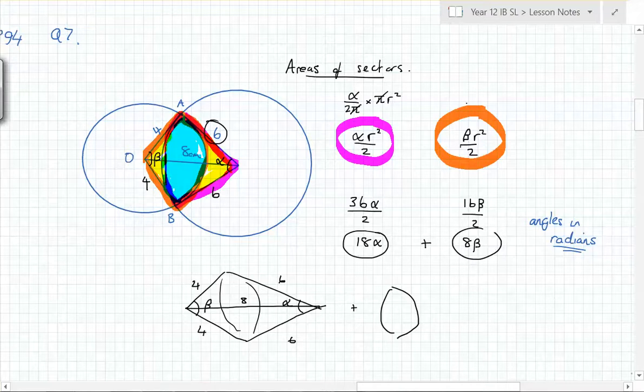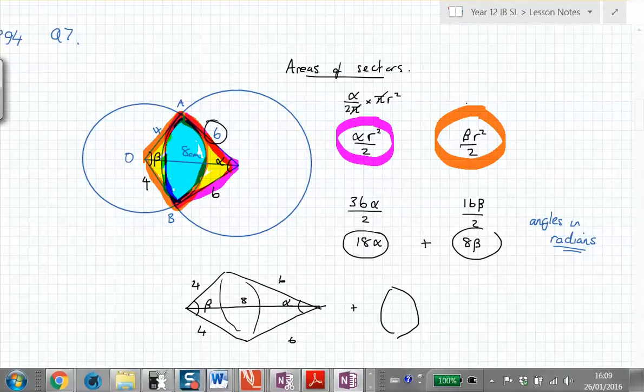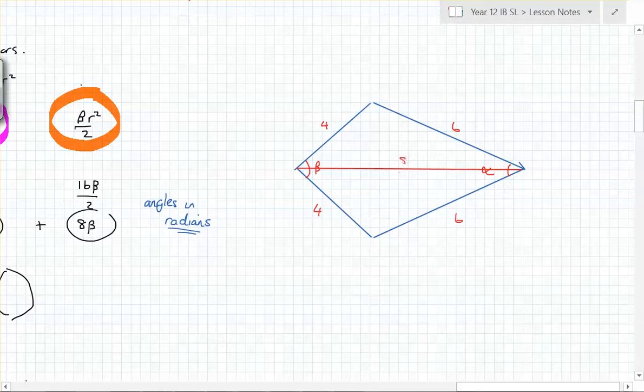Now what we've got to do is work out the area of the quadrilateral. So I'm just going to redraw that. I've got my quadrilateral, that's an 8. When I split my quadrilateral, I end up with 2 triangles. So if I can find the area of one of the triangles, I can double it, because both triangles are the same. How do I work out the area of the triangle? Area is half ab sine theta.